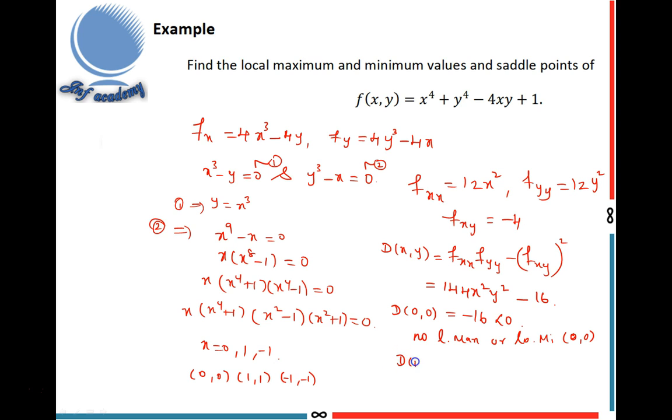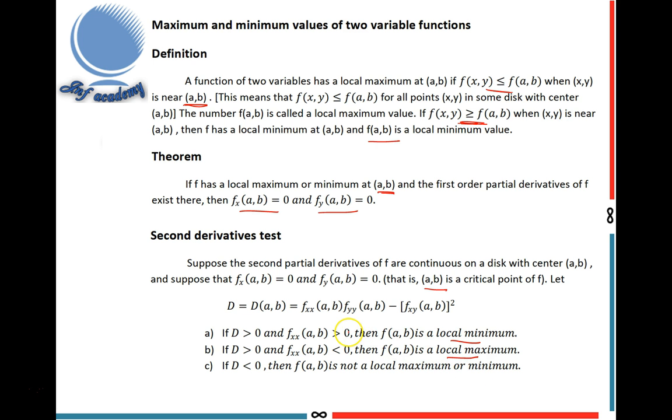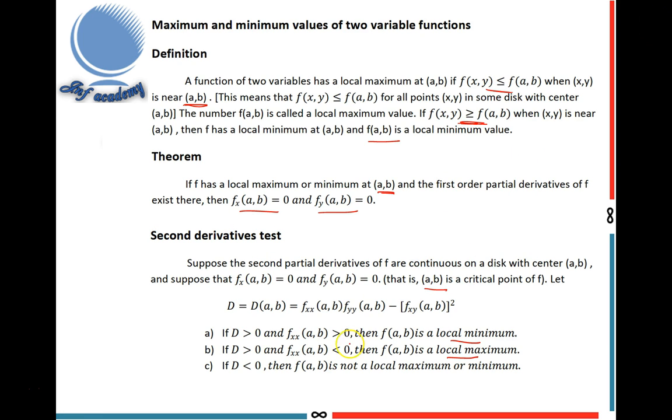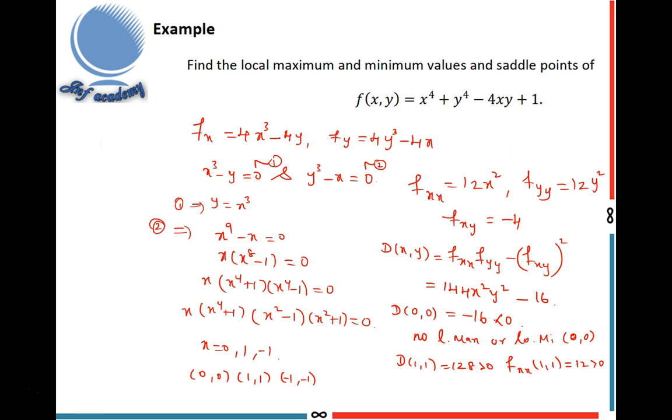Similarly, D of (1, 1): substitute (1, 1) in the D function. I got D of (1, 1) is 128. This is greater than 0. Then I have to check the next condition, f_xx of (a, b). So f_xx of (1, 1) equal to 12. This is also greater than 0. So by case A, f of (1, 1) equal to minus 1 is a local minimum value of that function.